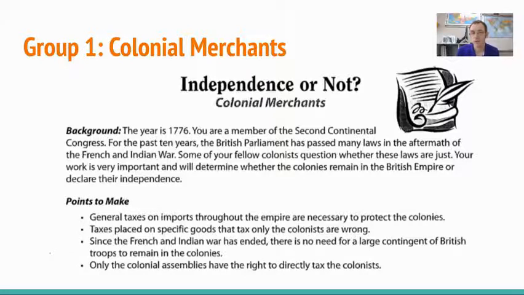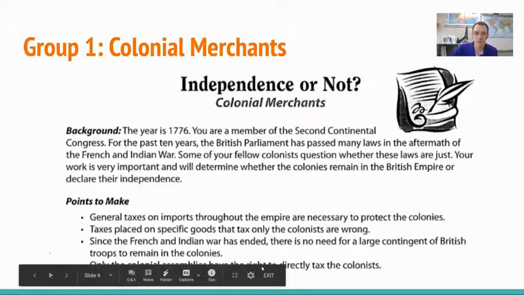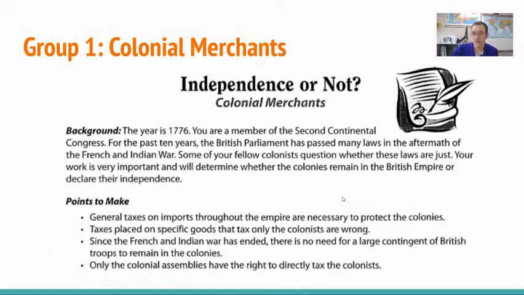And the first group here are the colonial merchants. Now, a few points about the colonial merchants. As I mentioned, they want to make money. They're selling goods. They felt that taxes on imports throughout the empire were necessary to protect the colonies. And so they felt some taxes on goods coming in is okay, because the British have to protect the ships coming into the colonies, and there may be some protection, that's okay.